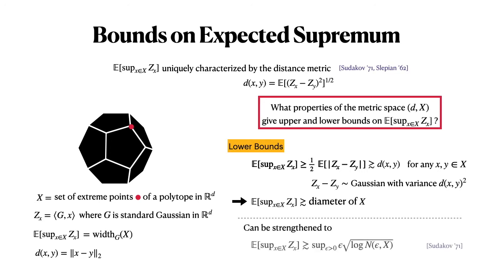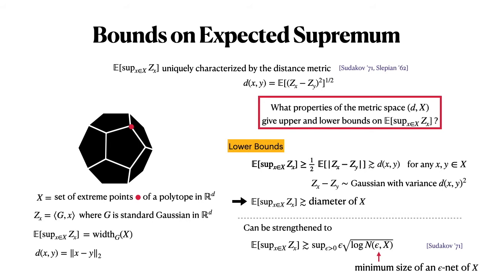In particular, the expected supremum is lower bounded by the supremum over all scales epsilon of epsilon times the square root of the log of the cardinality of the minimum epsilon net of X. And by epsilon net, I mean the minimum size of a subset of X, where every point of X is within a distance epsilon in this metric from some point in the net. So in particular, if we take epsilon to be the diameter, then the cardinality of this set is exactly 2, and we get the previous bound.